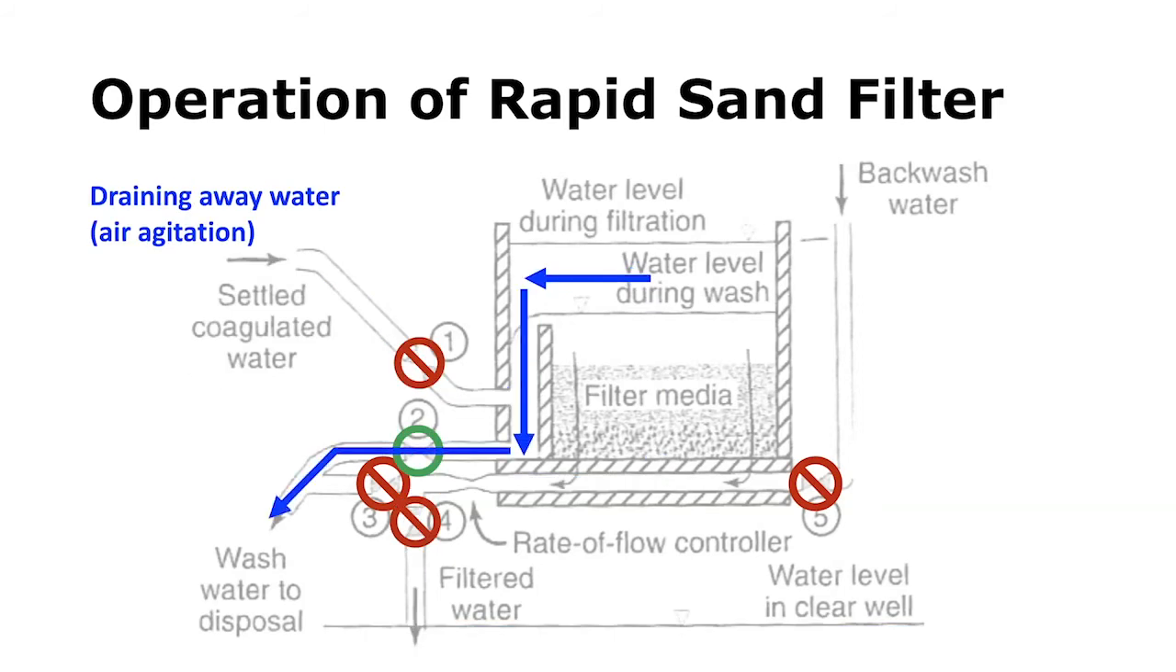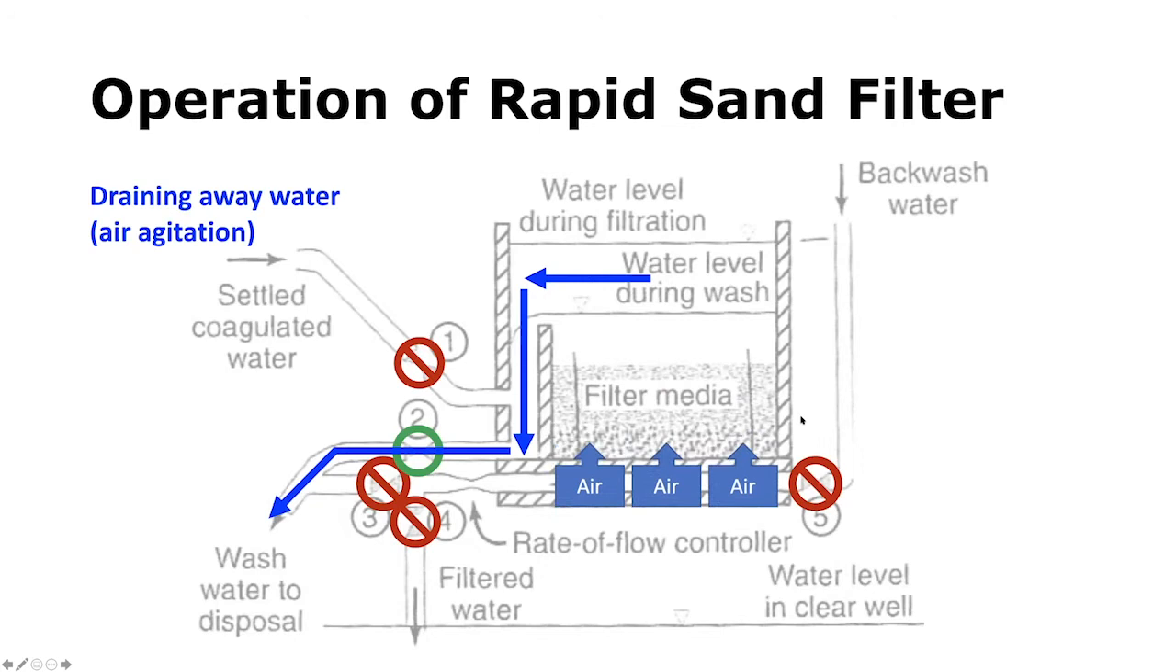After a while, we would want to take a filter offline in order to perform backwashing. So the first step would be to close valves 1 and 4, to close valve 3, and to open valve 2, allowing the water to drain off over the top and exit the system by going through valve 2, which collects wash water that would be sent to disposal or back up to the headworks of the treatment plant.